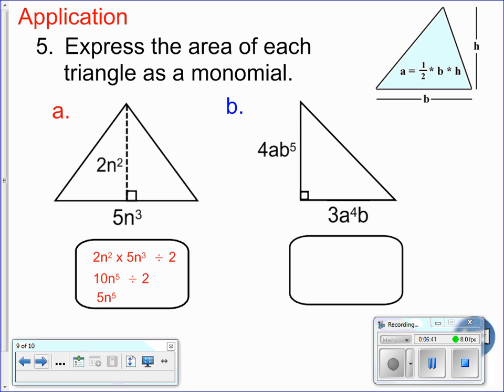So this one, 4ab to the 5th times 3a to the 4th b. First we multiply them. 4 times 3 is 12. A to the 5th, b to the 6th, and then divide by 2. So we get, remember, when we're dividing, we only divide the coefficient. So we get 6a to the 5th, b to the 4th.